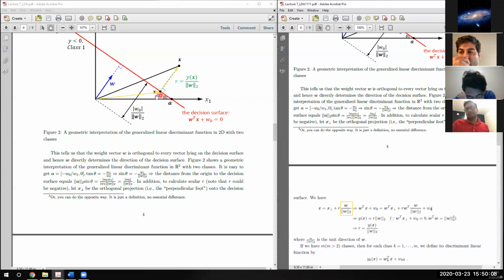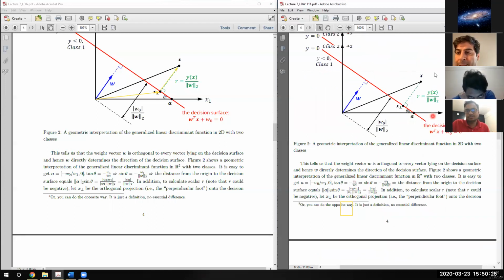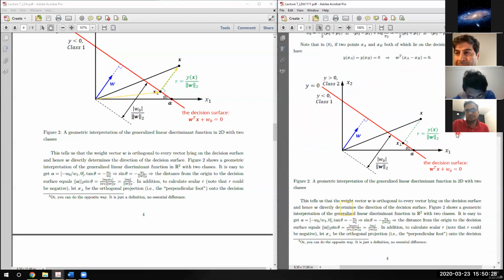Why? Because x perp is on the decision surface, so I must have W transpose times x perp plus w0 equal to 0. So finally, you have y(x) equal to this part, and simply you get the length formulation this way, and hence you have this picture. So this is a graphical interpretation of y. Actually, y is nothing but this distance. Sorry, actually I should say this vector over the W norm.